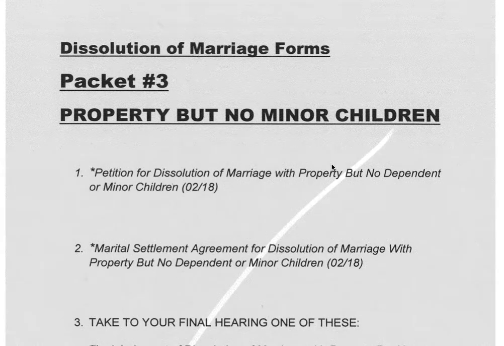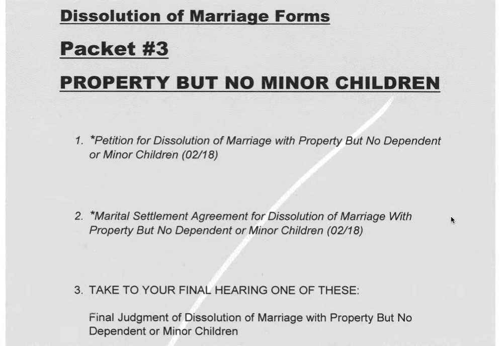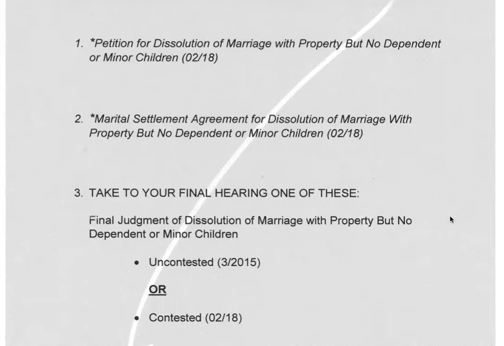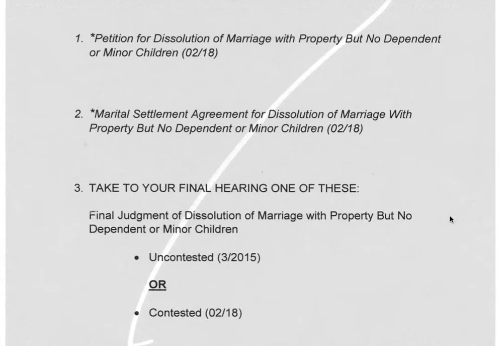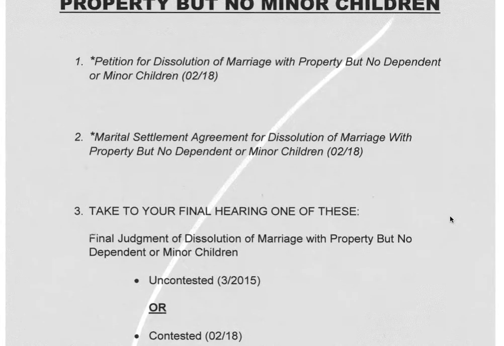The set of forms that we will be discussing in this packet is for those parties that have property to divide but no minor children, and this is packet number 3. And you should have all the forms that I will be going over with you right now. There are 2 forms that are highlighted for you to fill out, and the next 2 forms are to take with you for the final hearing. And we will go over each of the forms as I begin.